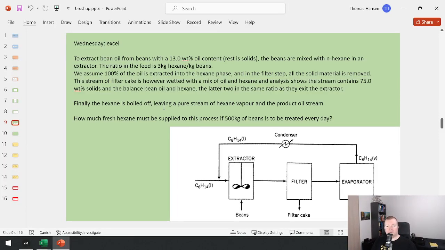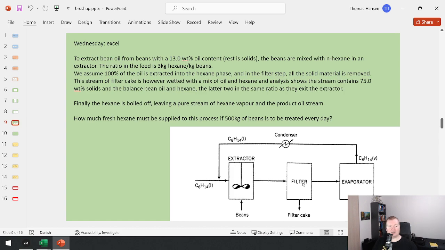So this one we have not done in class, so let's have a look at what the text says. This is a simple extraction where I want to send in some beans, where I want to extract some oil from them, and I want to use, I think it's hexane. Yes, I want to use hexane in order to extract the oils from those beans.